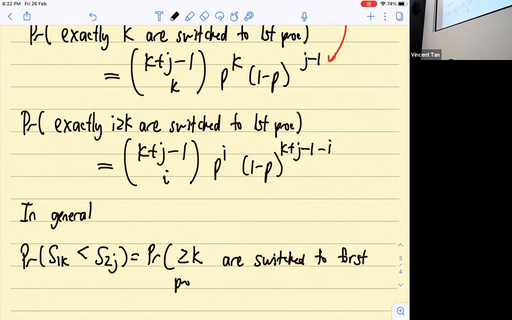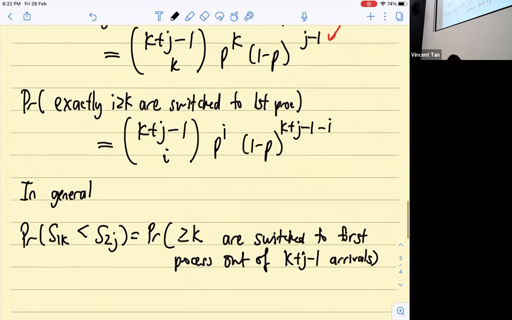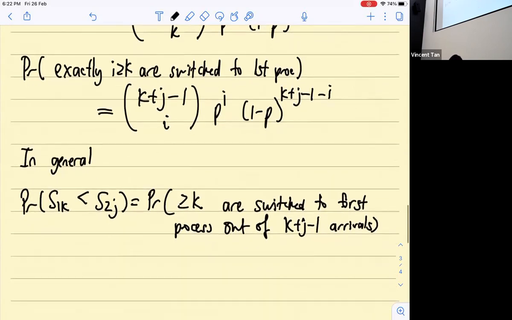First process out of how many? Out of K plus J minus 1 combined arrivals. Combined arrivals. And I already explained this using the picture. I will explain one more time. This is super important.